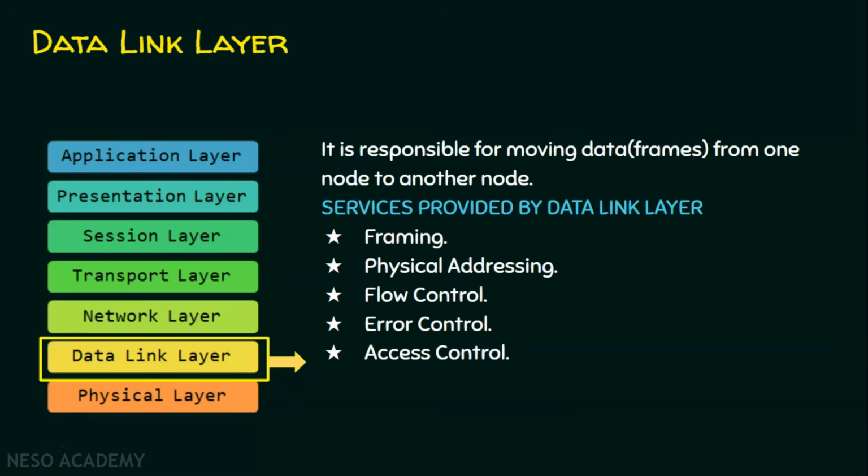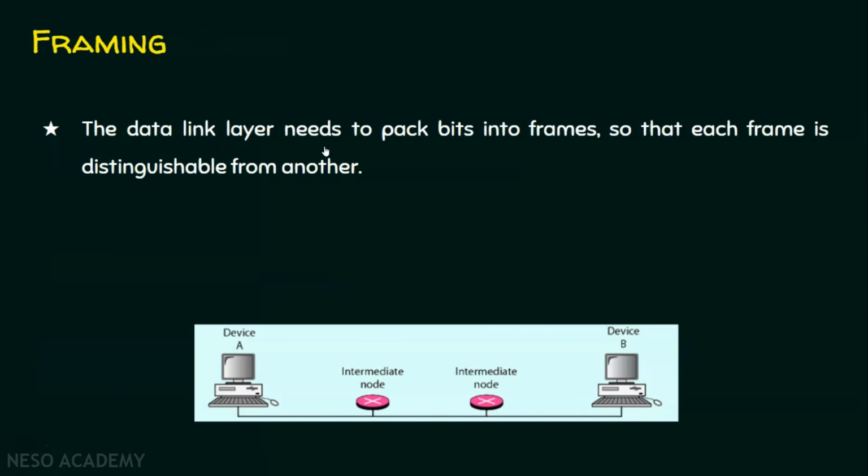Firstly, we will start with framing. The data link layer needs to pack bits into frames so that each frame is distinguishable from another. To understand this point, I will give you an informal analogy. Suppose I want to deliver 5 sentences in my speech, after delivering each sentence, I will give a pause. This pause helps the listener to know the end of the sentence. Even in written communication, we use full stops. This full stop helps the reader to know that the current sentence has completed and whatever follows after the full stop is the next sentence.